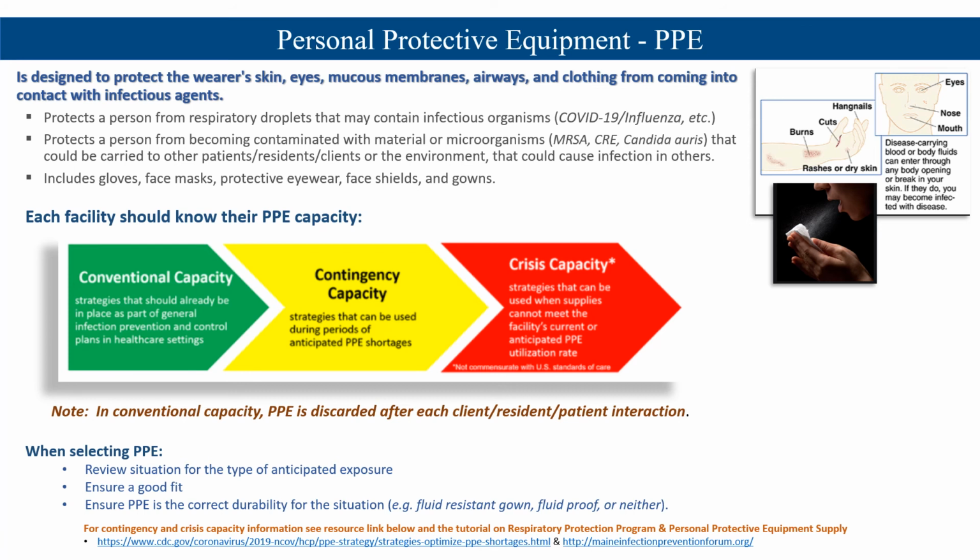Lastly, another important thing when we're selecting our PPE in general is one, like we talked about before, review the situation for the type of anticipated potential exposure. What am I going to be doing? Is the potential for splashing or dealing with large amounts of blood and body fluids?